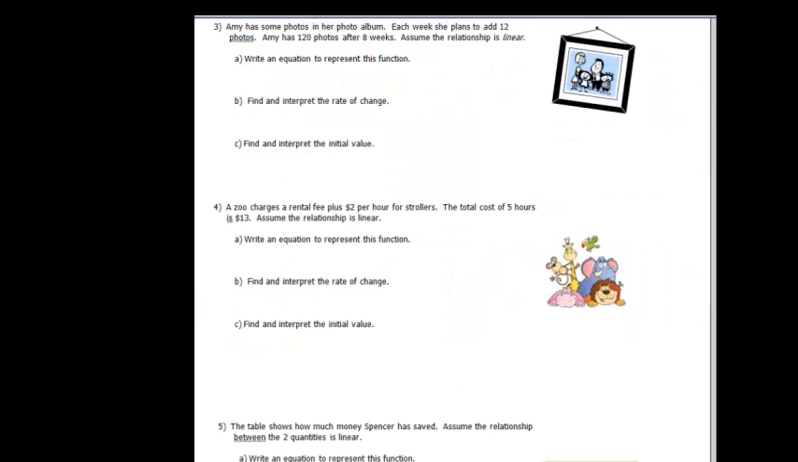Amy has photos in her photo album. Each week she plans to add 12 photos, and she has 120 photos after 8 weeks. They're telling you that this is linear. So, what do you think she had in her photo album at the beginning? That's your initial value. So after 8 weeks, she had 120 photos.